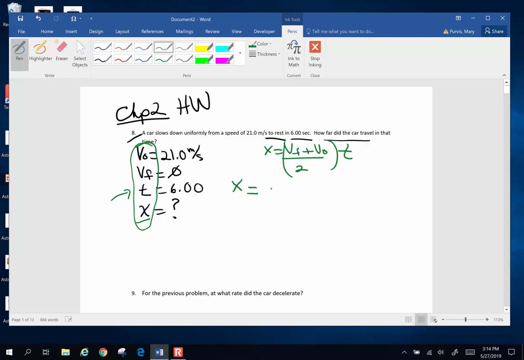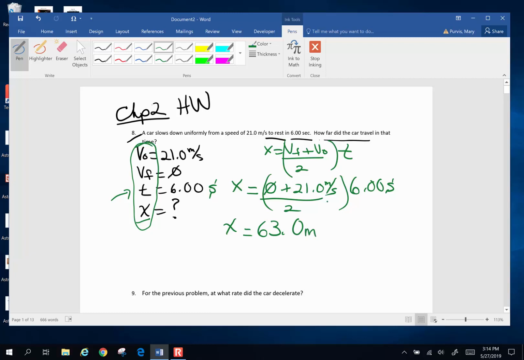X is going to be my final velocity of 0, plus original velocity, 21 meters per second, divided by 2 and a time of 6 seconds. I forgot my second over here. I'm now going to pick up my calculator, and when I do this, I'm going to have 21 divided by 2. Order of operations, do things inside the parentheses first, entered, and then times 6, and the displacement should be 63, and the units on that should be meters.